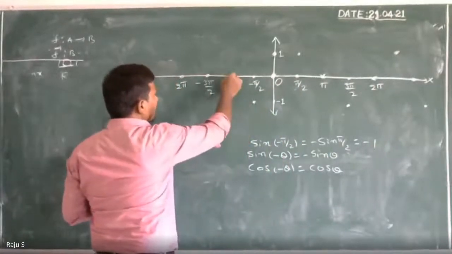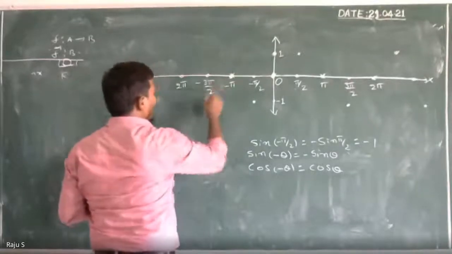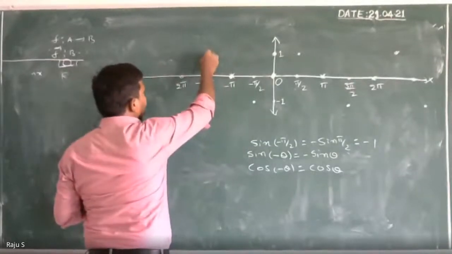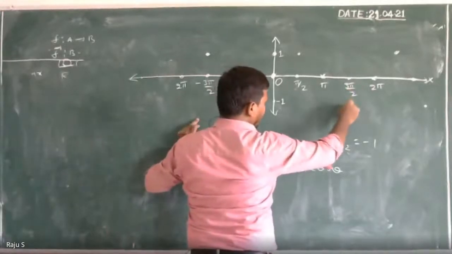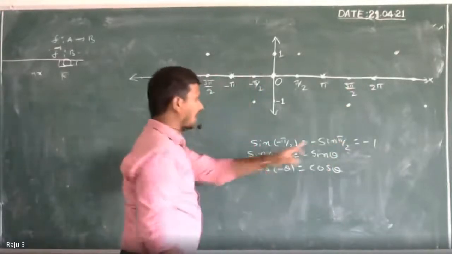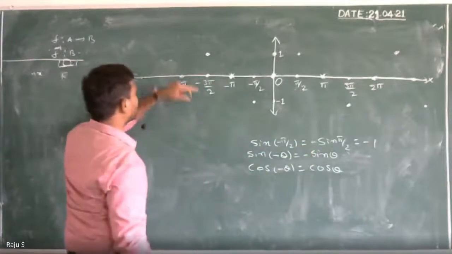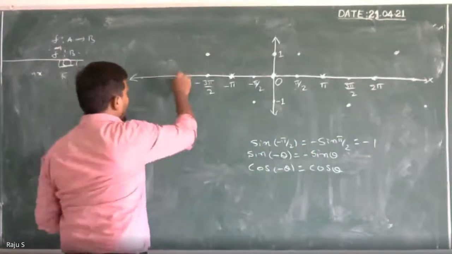So at minus 180, it is 0. Now minus of minus is plus. See, sine 270 is minus 1, so the minus of minus gives plus 1. Like that.